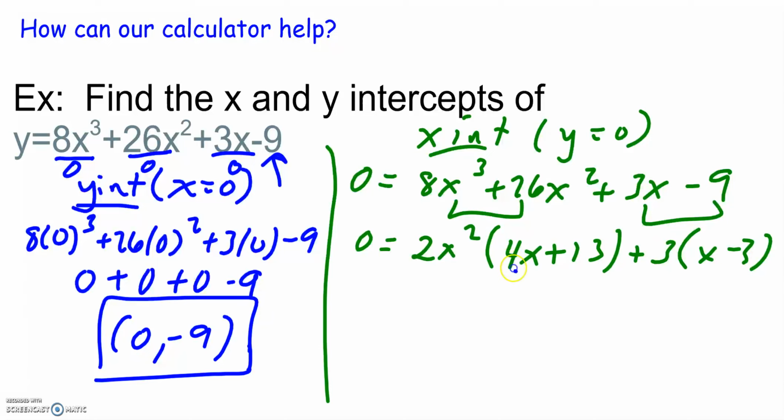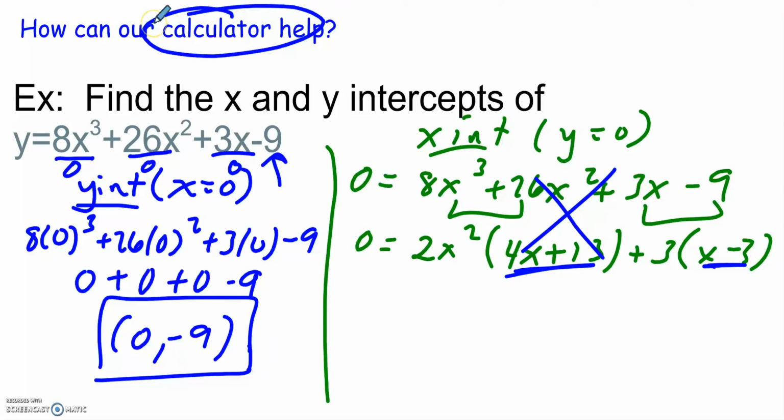Now, unfortunately, these parentheses need to match in order to factor by grouping, so that did not really help me find my x-intercepts because I can't keep factoring. So that's when the calculator can help. So if you don't have your graphing calculator with you, please pause the video here and grab it.